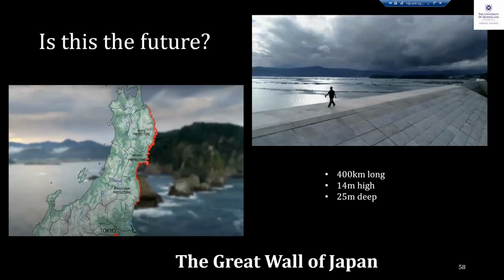And this is my last slide, where Japan is now considering building a wall along the east coast of Japan to prevent tsunamis. They call it the Great Wall of Japan, which is 14 meters high above the ground and 25 meters deep below the ground, which might have huge environmental impacts, which I have not read about yet. But this might be the future of Japan and what they might be doing in the coming years.